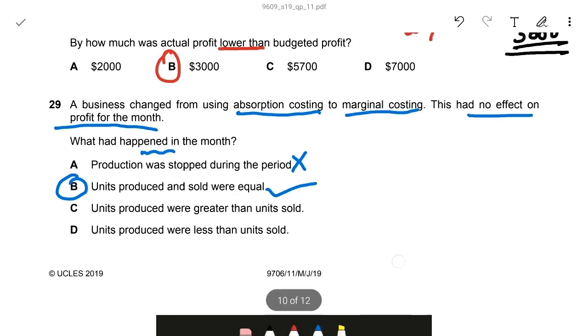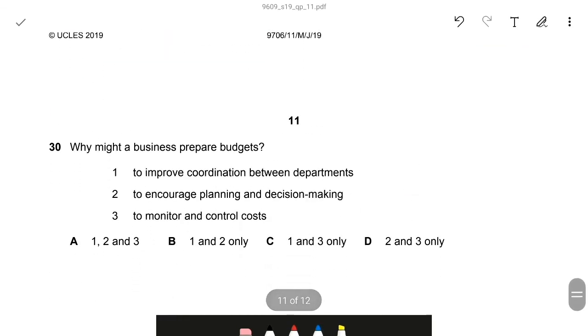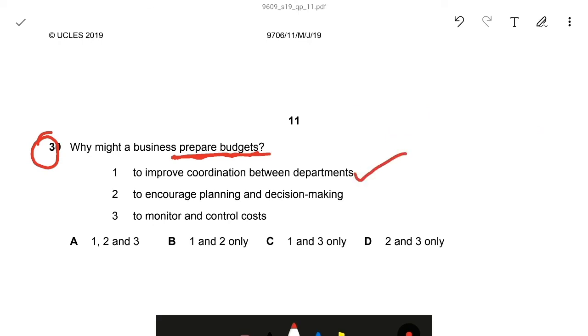Then 30. Why might a business prepare budget? What is the use of budget? First, to improve coordination between departments. Correct answer. To encourage planning and decision making. Correct answer. To monitor and control cost. Yes, it will help to monitor and control the cost. All are correct. So the correct answer is A.